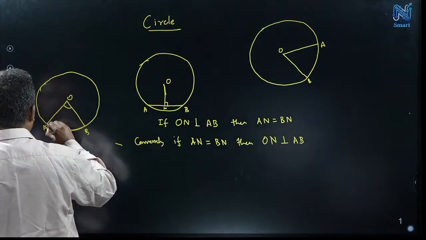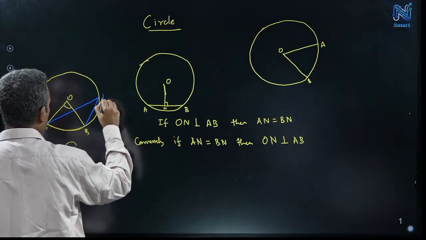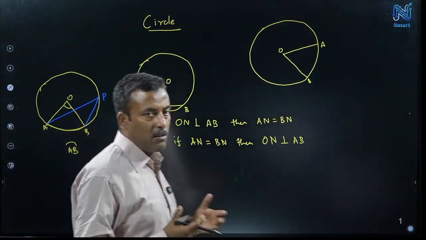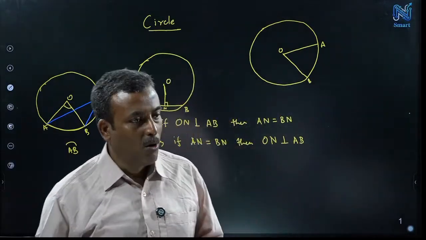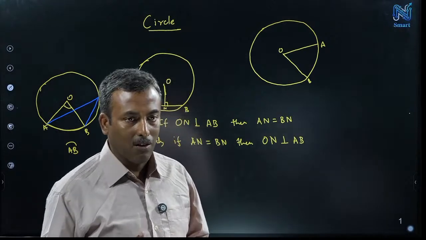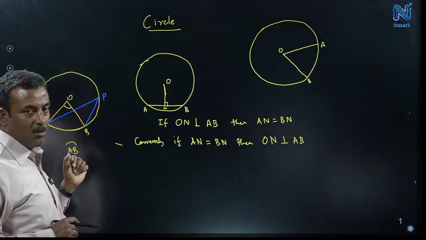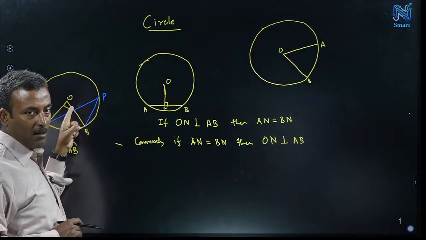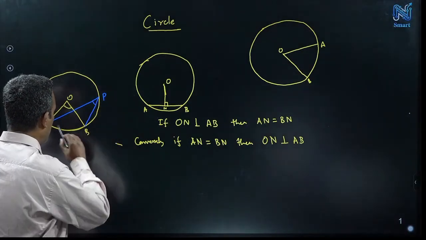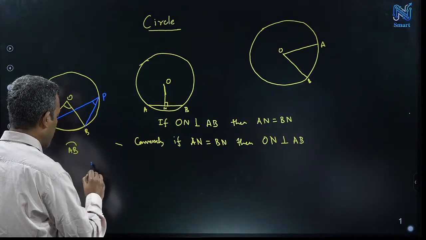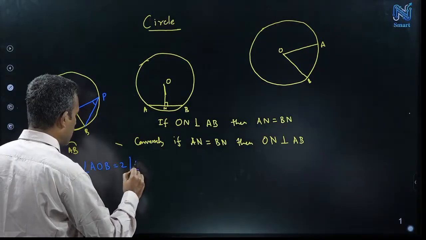If we join these to another point, say P on the circle, then this angle APB is called the angle subtended by the arc AB or chord AB at the circumference. And we know which property is true here: the angle subtended at the center must be twice the angle at the circumference. So, angle AOB is twice angle APB.